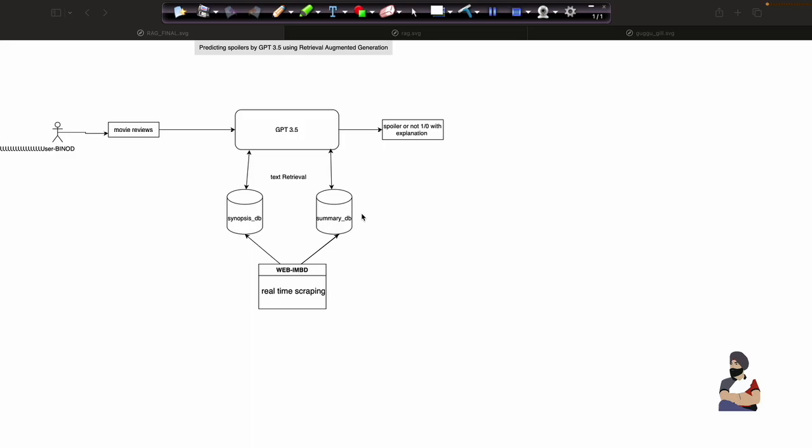Basically, the summary is a short description of the movie, and the synopsis is a detailed description. So the synopsis is more important while performing retrieval augmented generation. GPT 3.5 will retrieve the text, and it will predict whether the review is a spoiler or not, and it will also give an explanation.